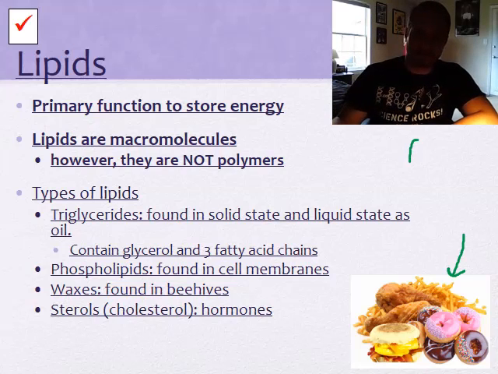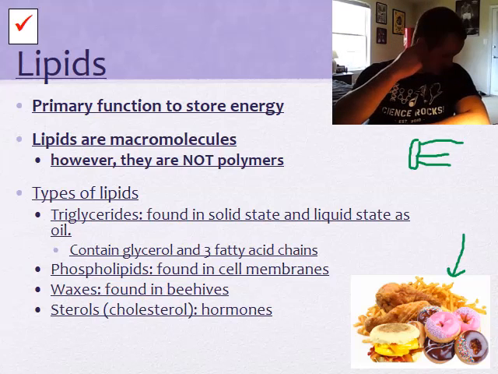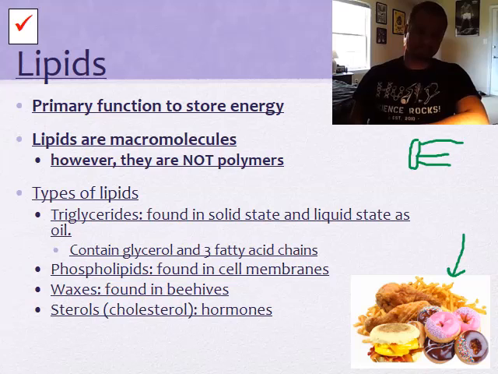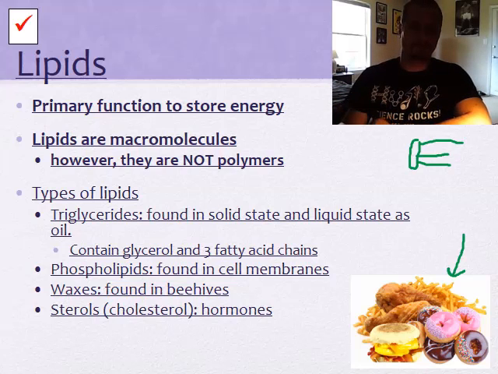So it's kind of going to look something like this. Kind of looks like a weird looking jellyfish. We have waxes, which are found in beehives and also inside your ear. And we also have sterol or cholesterol, for example, your hormones, which regulate changes inside the body.